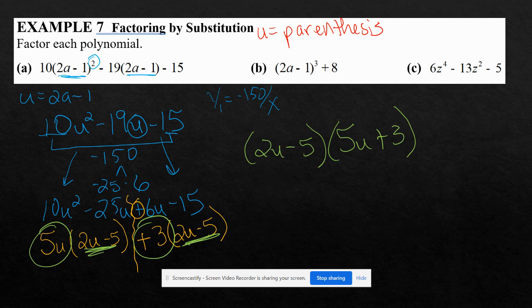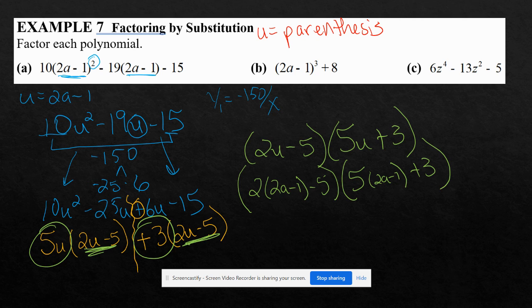Well, we're not finished yet because this is not what we factored. There was no u in the original part. So we need to go back and replace the u with the 2a minus 1 that was there to start with. And now we need to simplify these.